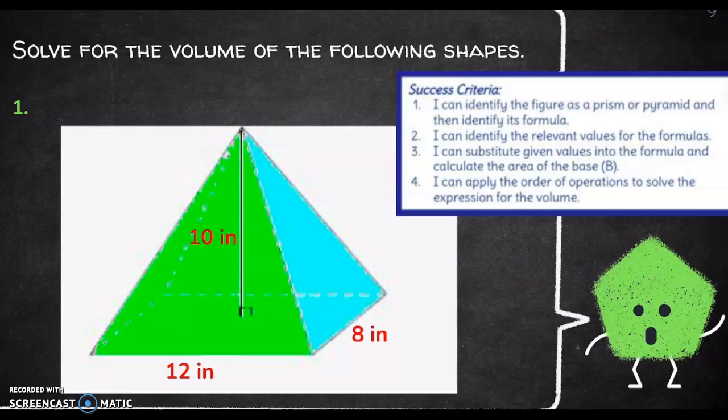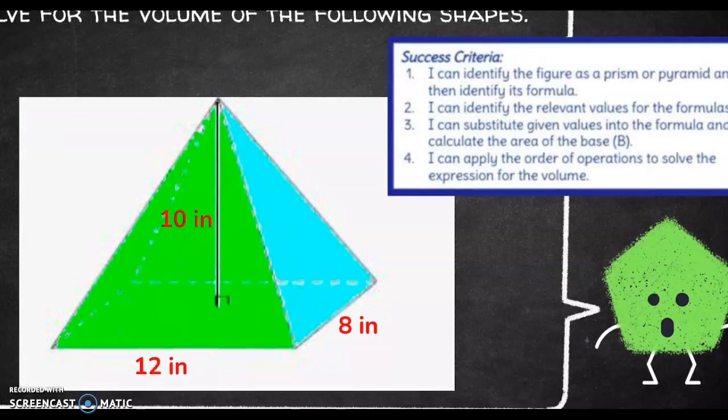Okay, so the first step of my success criteria is I can identify the figure as a prism or a pyramid and then identify its formula. Well, let's see, I know that I have a vertex, and since it has a vertex, then it's got to be a pyramid. Okay, so I know it's a pyramid, and the formula for the volume of a pyramid is 1/3 capital B, which is the base, times the height.